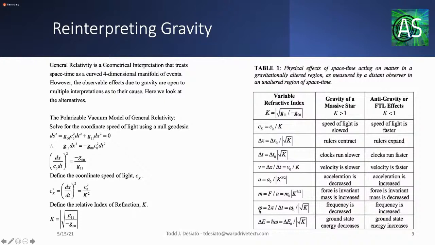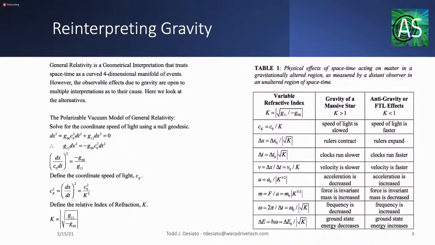And in terms of the polarizable vacuum model, we use K as a refractive index. So K greater than 1, in this table, I've presented this several times before, all these relationships hold, and I can derive these relationships many ways. But if K is less than 1, then the speed of light is faster. Rulers expand, clocks run faster, and in this frame of reference, the distance between point A and point B that you want to travel appears shorter because in the reference frame of the warp ship, it's stretched to like 500 times its normal length.